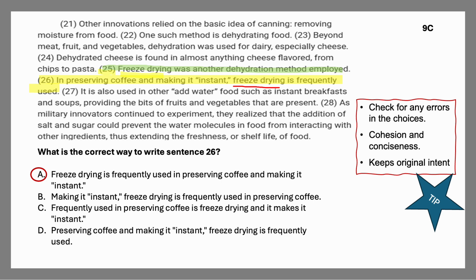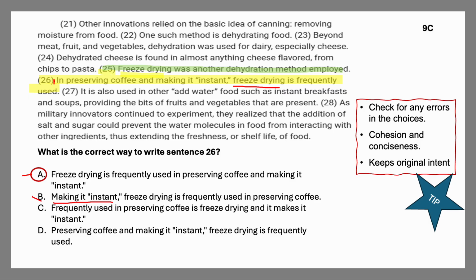When you're playing around with the clauses or phrases, you can move them around to give them emphasis. I want to emphasize freeze drying because that's what I was talking about in sentence 25. So in order to emphasize it, I want it at the beginning of my sentence. I'm going to look at my answer choices and see if that is the case. A already does that. Freeze drying is used in preserving coffee and making it instant. It is a wonderful cohesion and connection to 25 because it's giving me another example of what it's being used as. B, making it instant, freeze drying is frequently used in preserving coffee. It puts making it instant as the most important thing in the sentence by placing it first, and that's not the main point of the sentence.